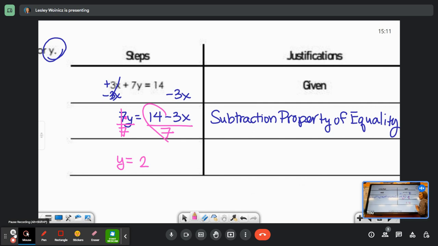Okay, bring down the negative. What about 3x over 7? It just stays 3x over 7. So 3 over 7 with an x. You can either write the x next to the 3, or you can write it on the top with the 3. These two are the same. It does not matter which way you write it. Okay. What property allowed us to do that? Yes, it is the division property of equality.